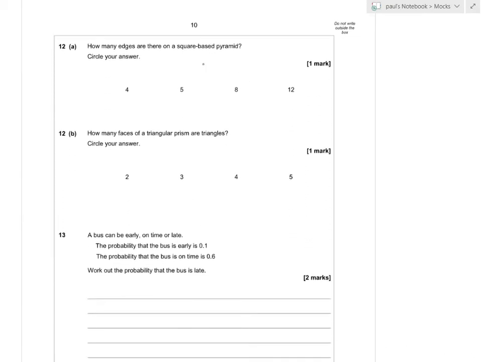How many edges are there on a square-based pyramid? We've got 4 around the bottom, and then we've got 1, 2, 3, 4. So I think that's 8 altogether.